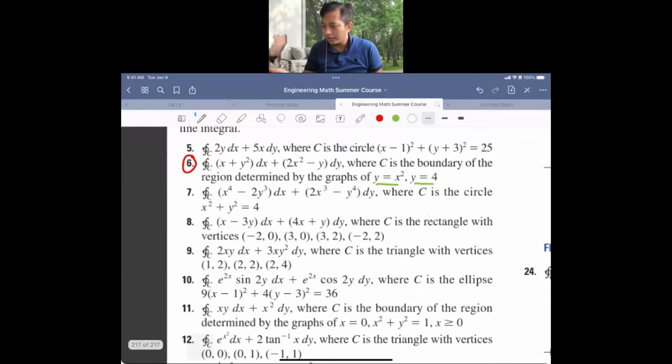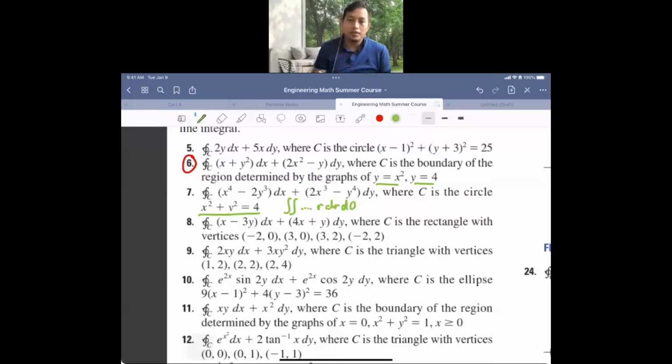So number 6, 7, 8, 9, I think they are all the same. The idea is also the same. Whenever you find polar, for example number 7, you have a circle here, x squared plus y squared equal 4, which means that you are going to have a double integral in terms of polar, r dr d theta. That's the way you write the double integral in polar.